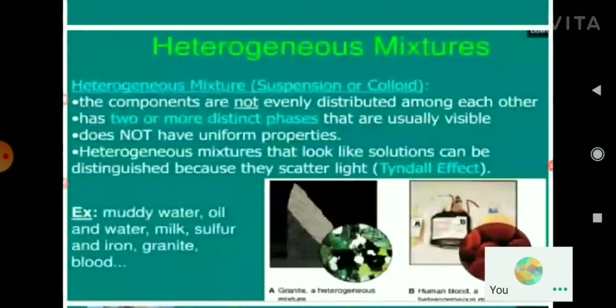We can distinguish them. For example, we can take oil and water. When we mix oil and water, there are two layers. Oil is on top because its density is low, and water is at the bottom because it has more density. So this type of mixture is called a heterogeneous mixture. And now let's move to the next topic.